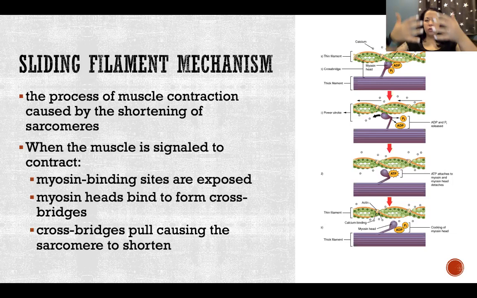Okay, so there's overlap between the thin and the thick filaments, and when there's a signal to contract, the thick and the thin filaments form cross bridges together, where the myosin heads reach out to the myosin binding sites on the actin, and then they swivel. They swivel and pull and swivel and pull and swivel and pull and cause the sarcomere to shorten, which is the muscle contraction.